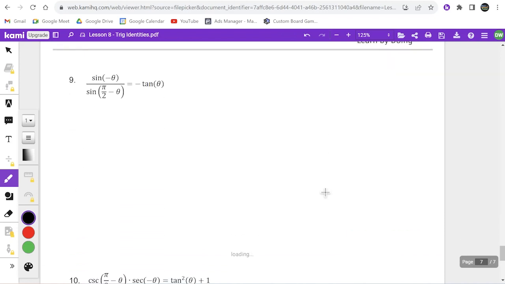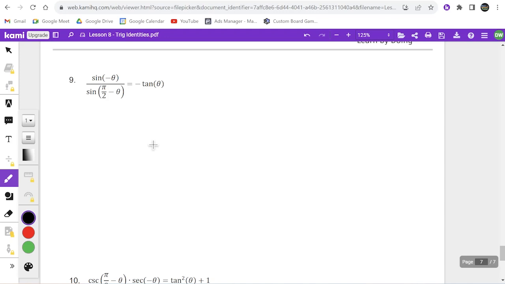Okay, now the last page that we'll ever have together, unless you meet with me for some other reason. So number 9, sine of negative theta divided by sine of pi over 2 minus theta equals negative tangent theta. One thing I do want to mention, every problem we've done today, including the last one I'm going to say, we've looked at the left side only, changing the left side. I don't think that's very good of me. In other words, I should have put a few examples where I did the opposite. I should have put the harder side on the right. I'll learn for next year.